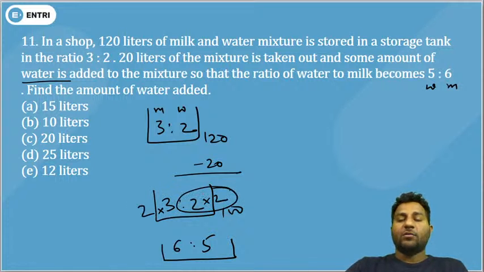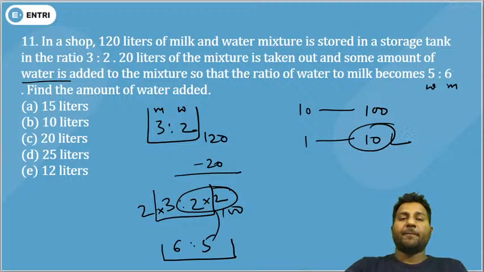So let's find out. So 6 and 4, 10 ratio equals 100. Alright. So 1 ratio equals 10. That means we have added only 1 ratio, 10 liter. Alright. Find the amount of water added. So we have added only 10 liter.